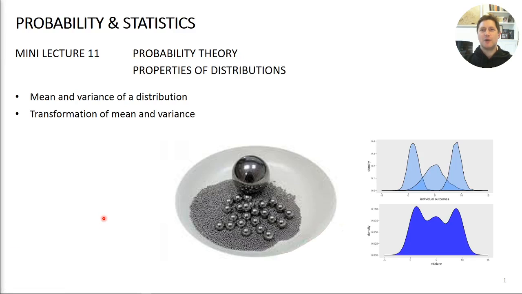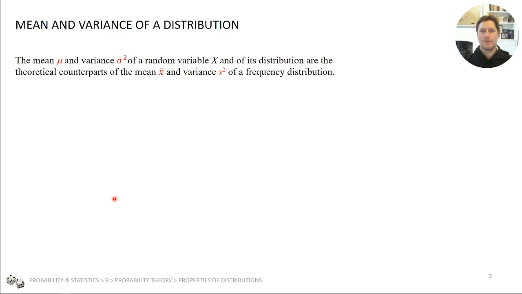Lecture 11 is about properties of distributions. We're going to look at the mean and variance of a distribution, and we're going to look at the transformation of mean and variance. The mean and variance of a random variable x and its distribution are the theoretical counterparts of the mean x bar and variance s squared of a frequency distribution.